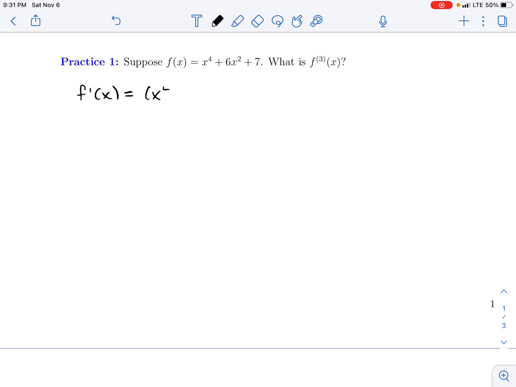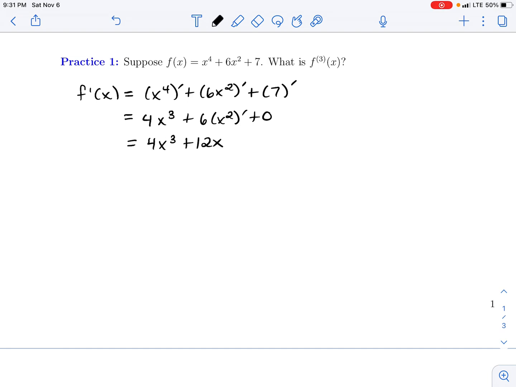All right, so let's first just take the first derivative of the function. So this is the derivative of x to the fourth, plus the derivative of 6x squared, plus the derivative of 7. And so this gives us 4x to the third plus 6 times the derivative of x squared plus 0. And so ultimately this is just 4x cubed plus 12x. Right, bring down the power of 2, subtract 1.